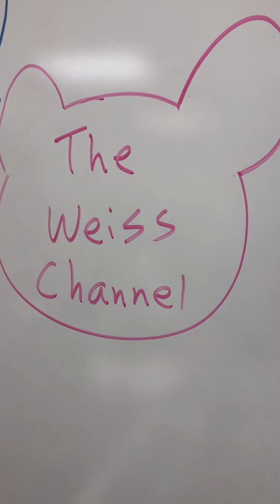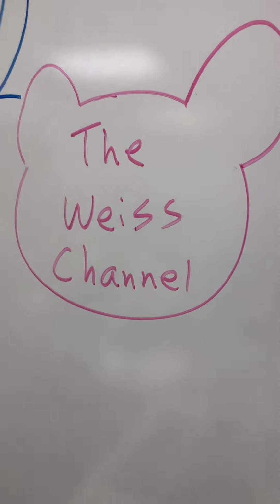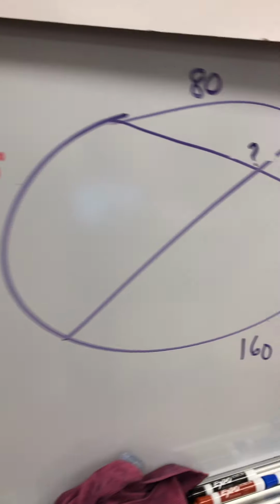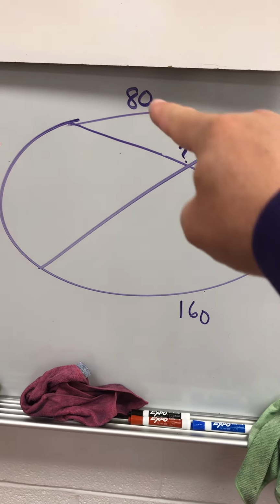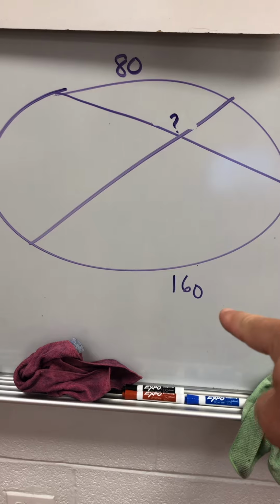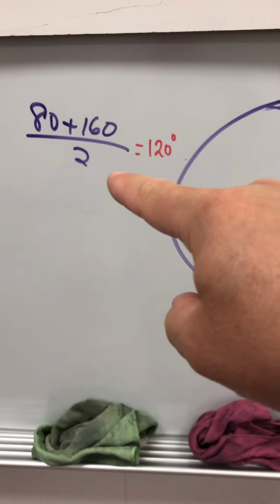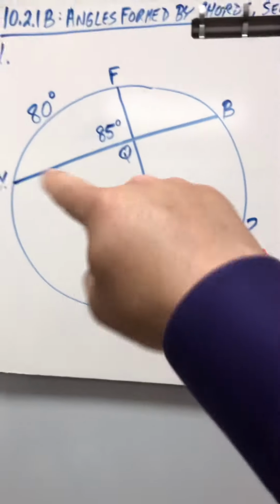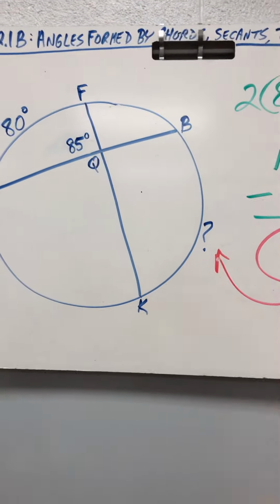We are continuing with angles formed by chords, secants, and tangents, but we're going the opposite direction today. In other words, yesterday, when we looked for this angle here, we took 80 plus 160 and divided by 2, right? 80 plus 160 is 240, divided by 2 is 120, right? Well, this time, we're given the angle and one arc, and we have to find the other arc.